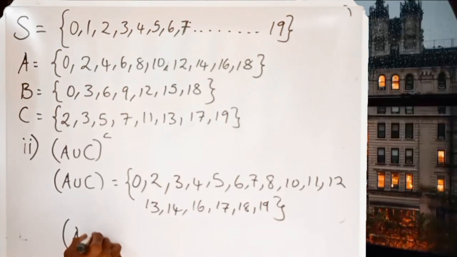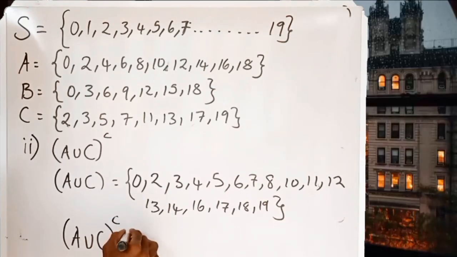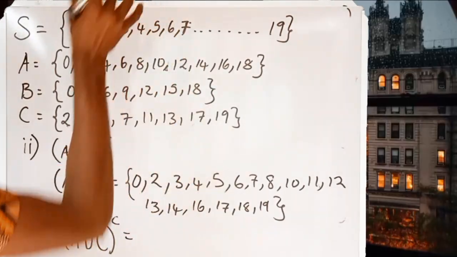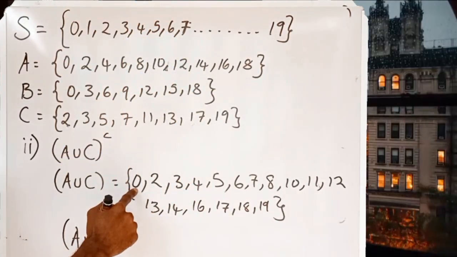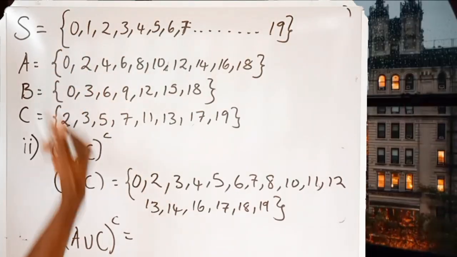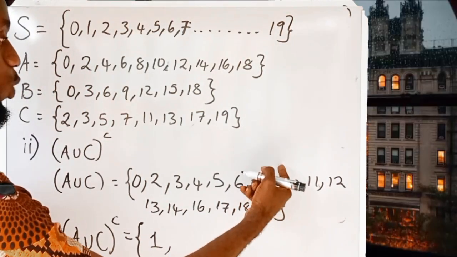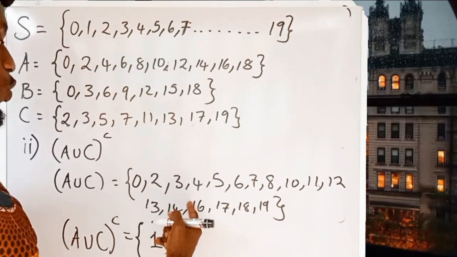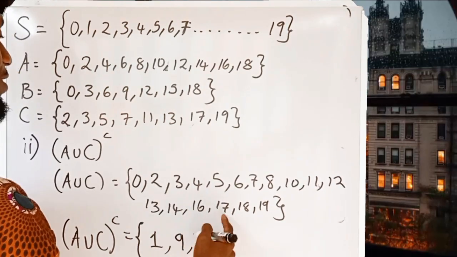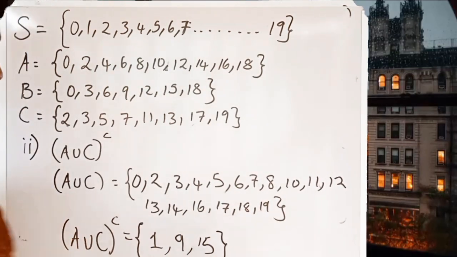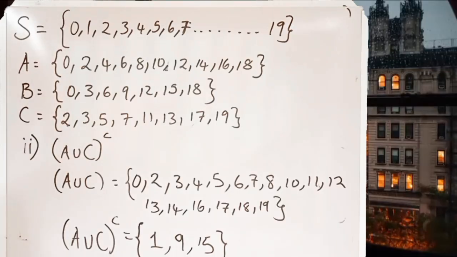We can now figure out what the complement of this set is. That means comparing this set with the universal. So there was 0, but there is no 1, which we have in the universal. So that becomes 1, 8, no 9, 14, no 15, 16, 17, 18, 19, and that's all. So A union C complement becomes the values 1, 9, and 15.